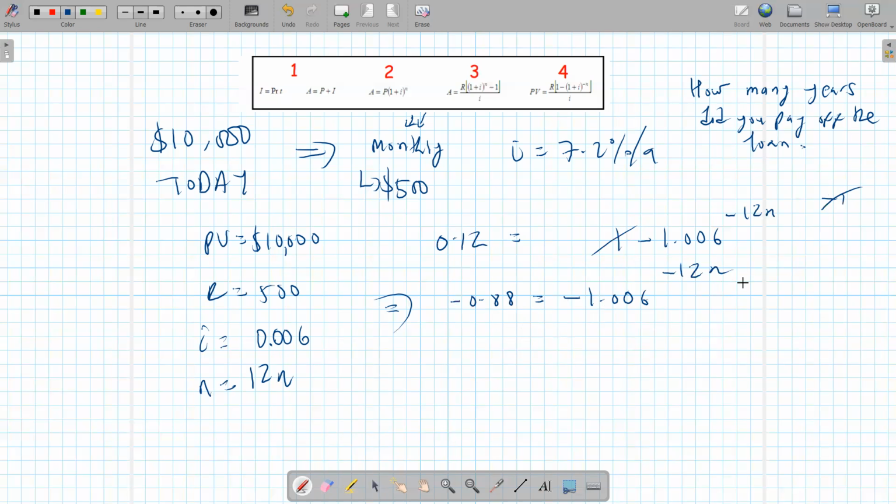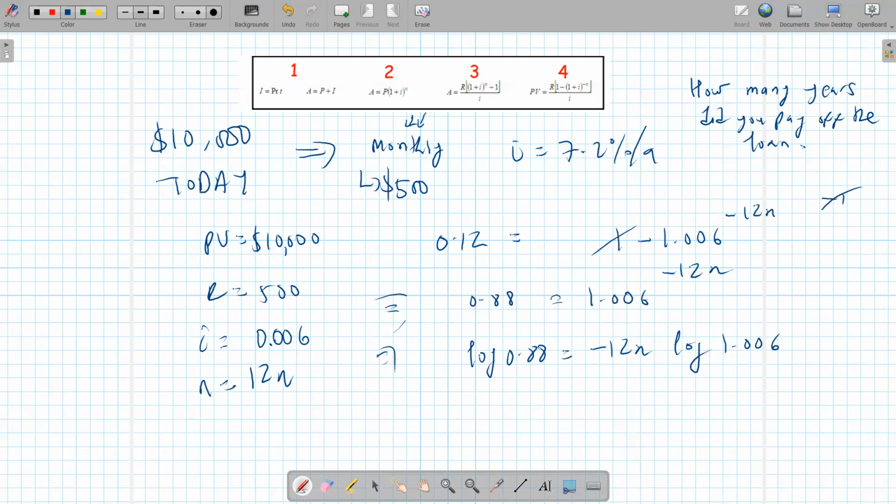What's next? And then you do log and bring the exponent down. You see there's a negative sign on both sides. Can we do anything with this? They cancel out, exactly. And then you do logs, right? You'll get log of 0.88 equals negative 12n log of 1.006. Now what?